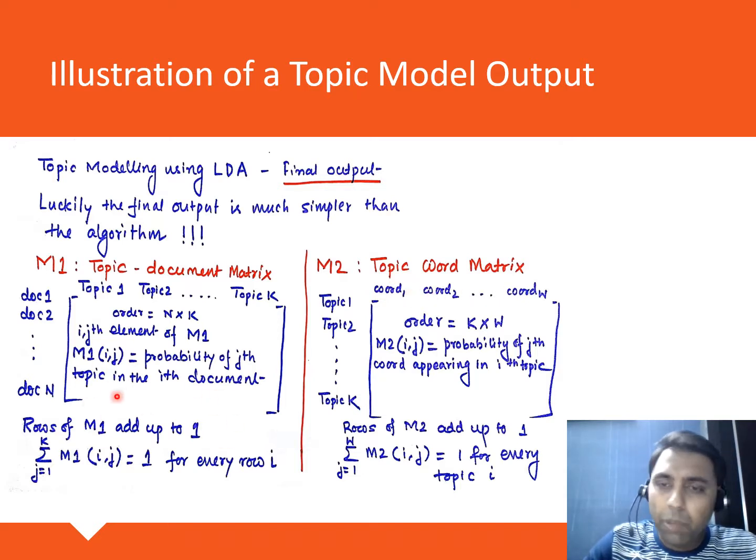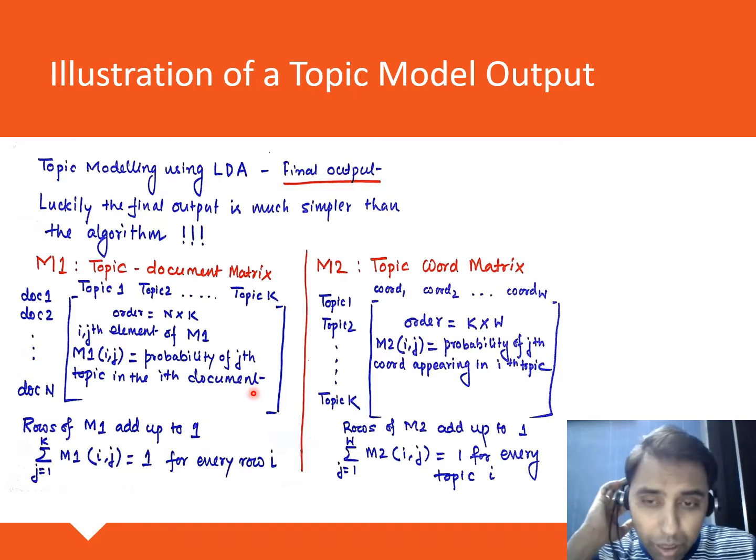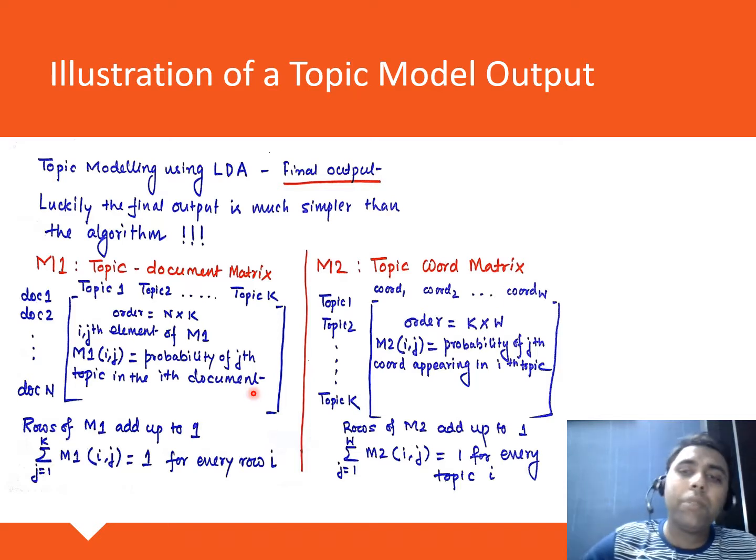So the matrix M1, which is the topic document matrix, is an n cross k matrix, where n is the number of documents and k is the number of topics you aim to arrive at. And the ijth element of this matrix is interpreted as the probability that the jth topic is present in the ith document. So it can be very close to 1, or very close to 0, depending on whether or not document i pertains to topic j.